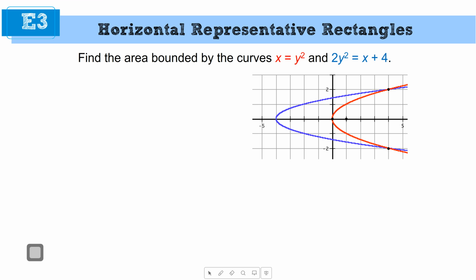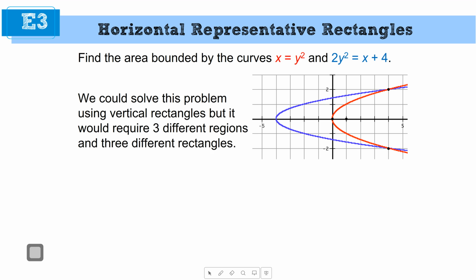And now you see what happens if I decide to use vertical rectangles. I have to create three different integrals. And I get three different representative rectangles. To make matters worse, notice the stuff on the left, I'm going from the function to itself. That's not necessarily very easy to do.